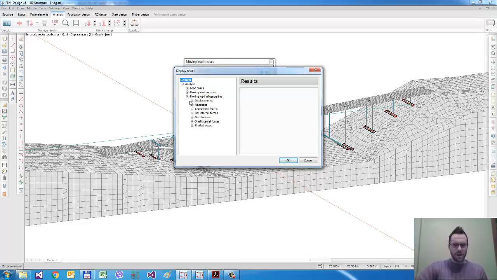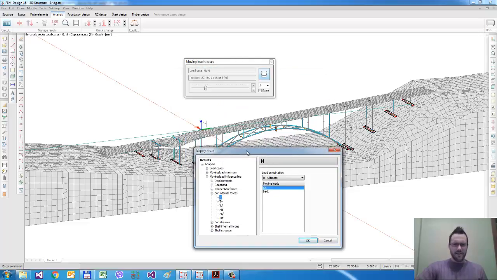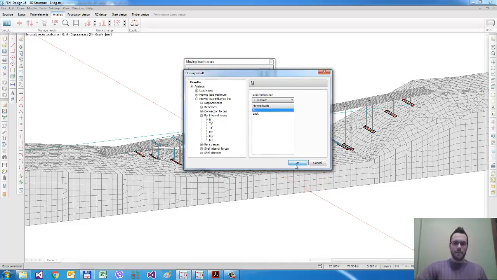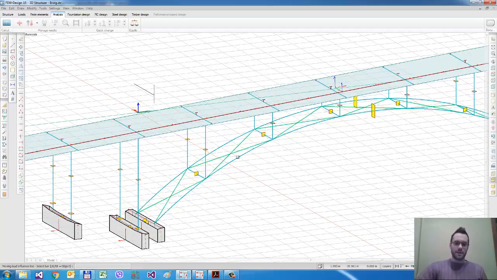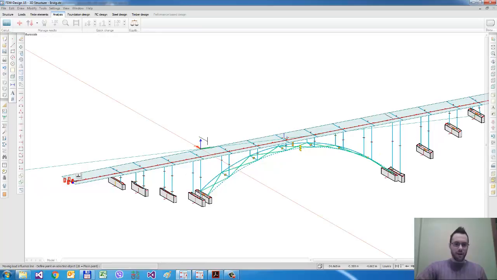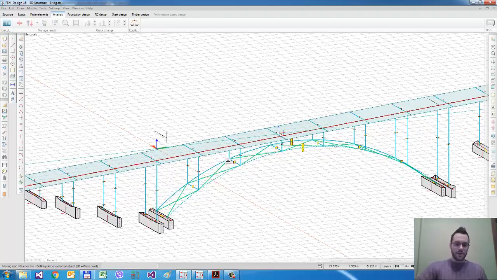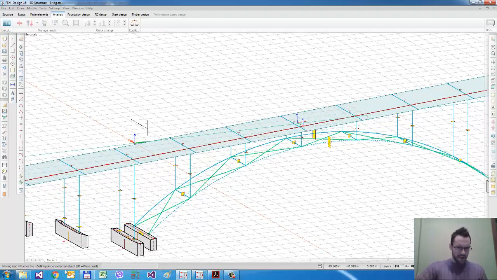So for the moving load, I can check the load influence line, which will show how I can check the different influence lines in this case. So I just go to the N value, which is the normal force in the beam. So I say OK. So in the program, say moving load influence line, select the bar. So I would like to just see the influence line of this bar, according to the moving load on this red path on the top of the bridge deck here.